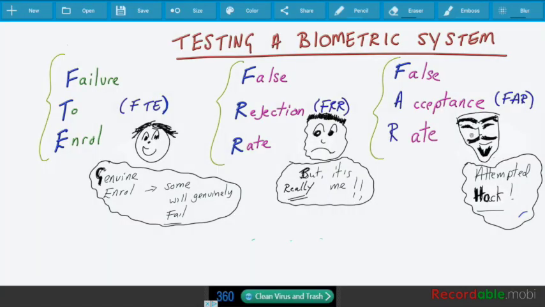Just to recap on this. The reason you're going to this trouble is because you want to specify how safe this system is from an attempted hacker, and how reliable this system is for people who are really me. You don't want that to happen at the airport when it's not you.